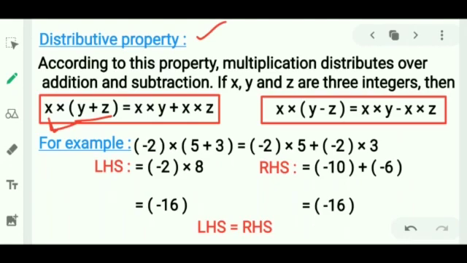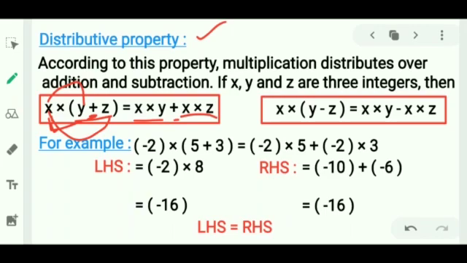If we take this, then we multiply x by y, plus sign, then x multiplied by z, which is written on the right side of the equal sign: x multiplied by y plus x multiplied by z. If we take LHS and RHS, the answer will remain the same. So it is called distributive property over addition.